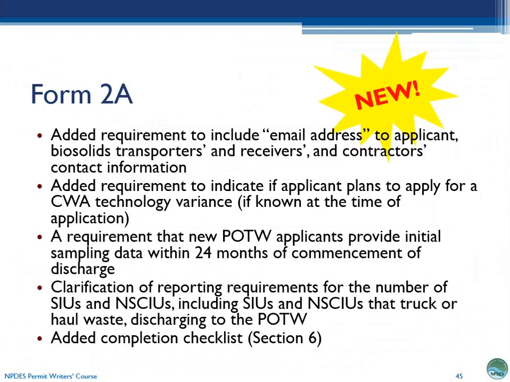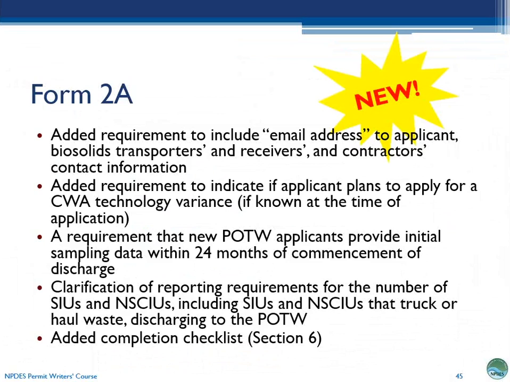EPA's updated Form 2A reflects 4 changes to conform to the NPDES Application and Program Updates rule. EPA has added a requirement to include email address to applicant, biosolids transporters and receivers, and contractors' contact information. The form includes a requirement to indicate if the applicant plans to apply for a Clean Water Act technology variance, if known at the time of the application.